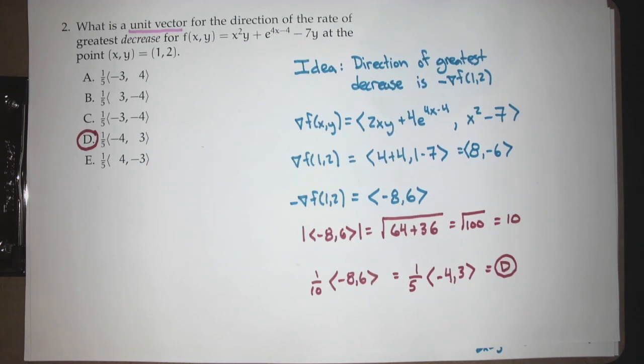It's not a unit vector, but now everything else is right. It's pointing in the right direction. So take the magnitude, and now scale by 1 over the magnitude times the vector, which gives us 1/5 times the vector negative 4, 3. So our answer is D.